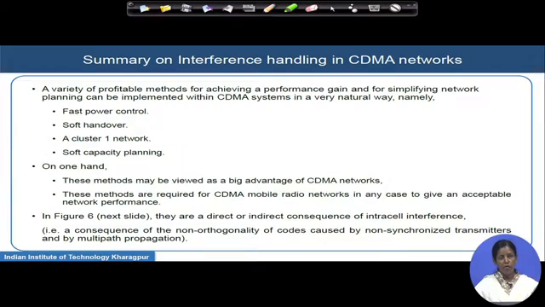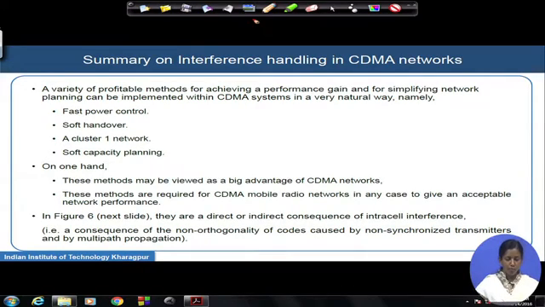Now, we are ready to sum up all the interference handling mechanisms that are utilized in the CDMA network. We have discussed each of them a lot. Number one is the fast power control mechanism, then soft handover. We utilize the cluster 1 network where a single frequency is used, and soft capacity planning is there. Apart from that, multi-user detection, TDMA combined with CDMA, multi-user detection receiver techniques, and smart antenna techniques are also in the list.